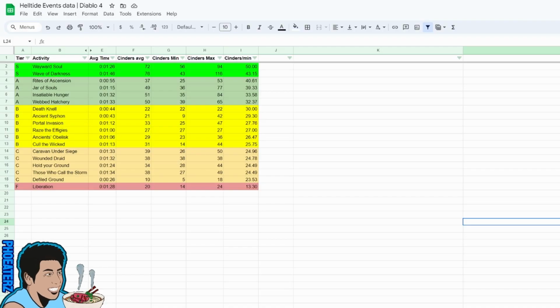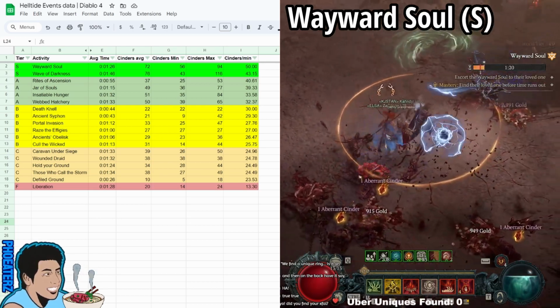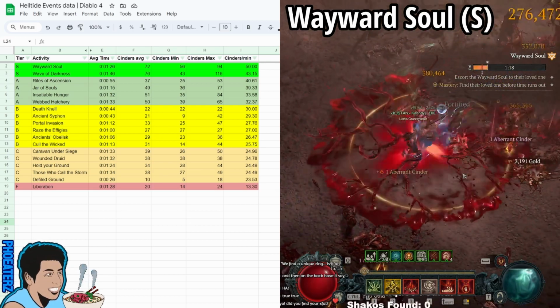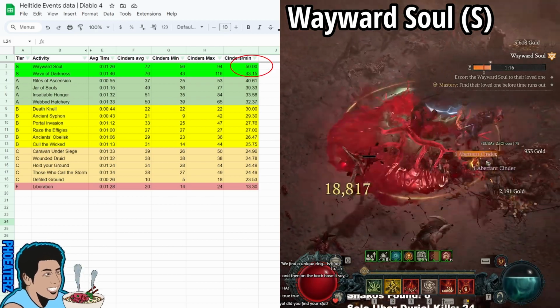The S, A, and B tiers are the ones that I would recommend sticking to, and C is just okay. And the one in F tier, that F is for forget about it. Starting with the S tier, the Wayward Soul event is the one where you follow around the ghost. It's the best one all around. Lots of cinders at 50 cinders a minute.